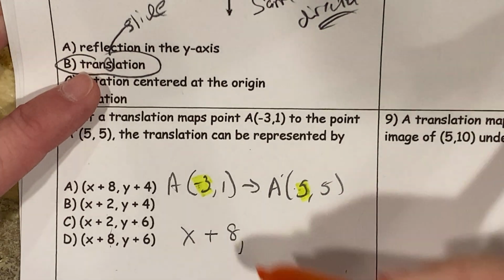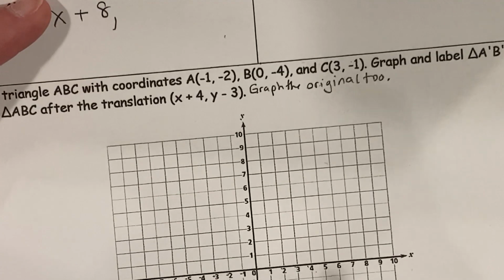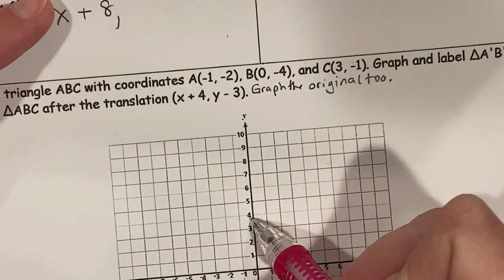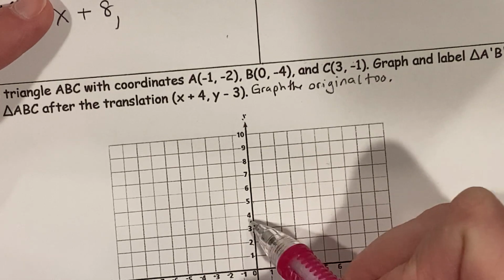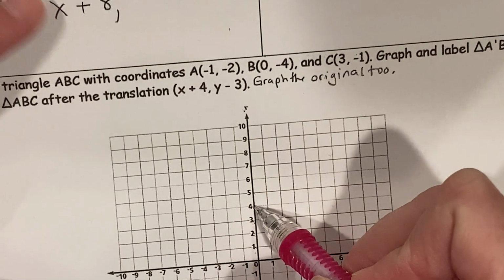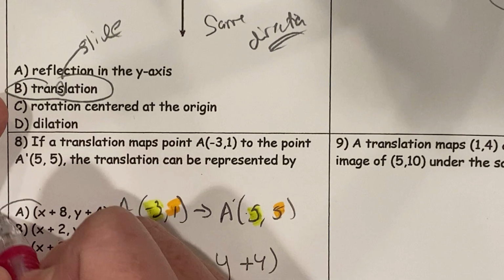Now for the y's, we're going to go 1 to 5. So for the y's, I start at 1, and I go to 5. 1, 2, 3, 4. So that's 4 spaces up, and up is positive. And we get y plus 4, which is choice A.